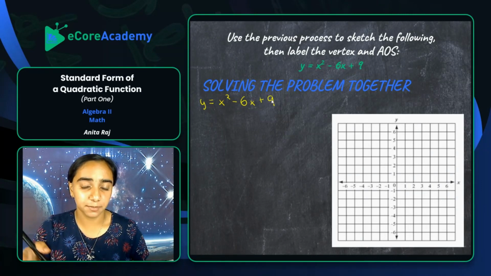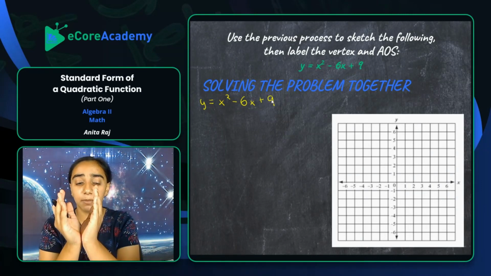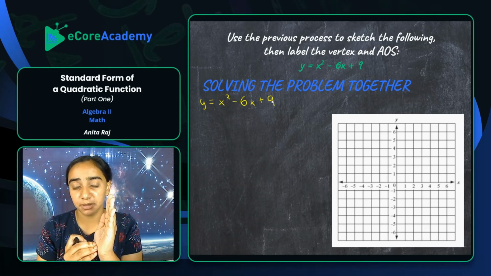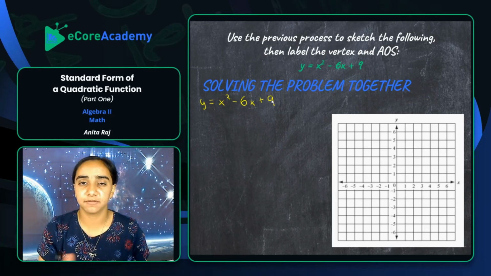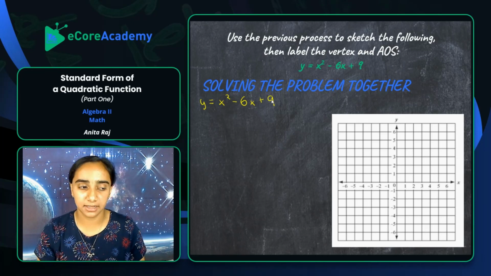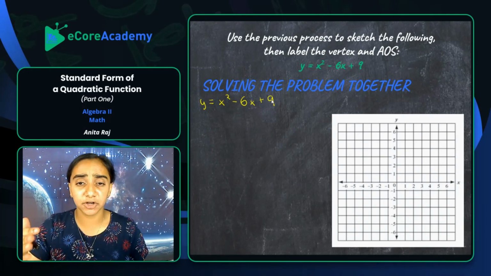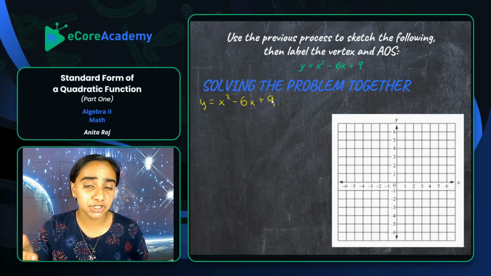Well, 1 is positive, so this graph is going to open upward like this. Your vertex is going to be a minimum, and it's just going to be like an average graph. It's not going to be reflected across the x-axis or anything like that. Next, let's find our axis of symmetry, which is h, the x coordinate of the vertex.